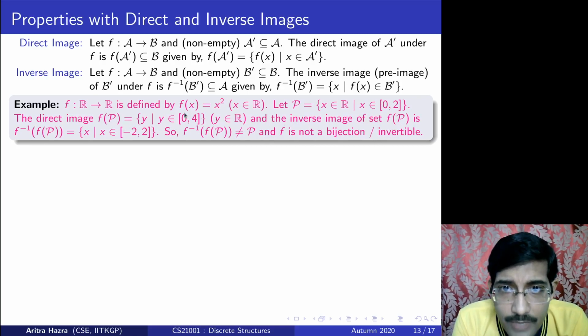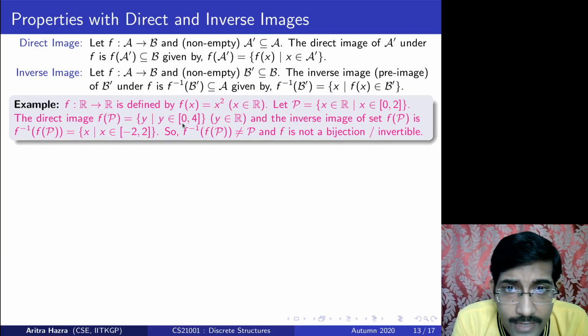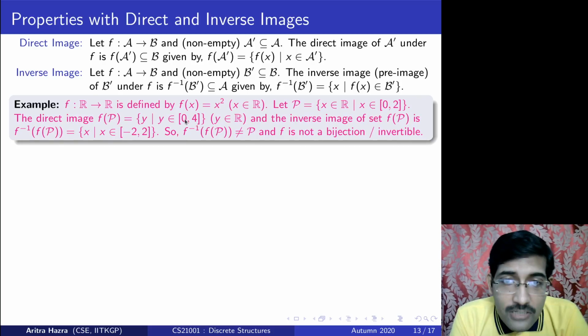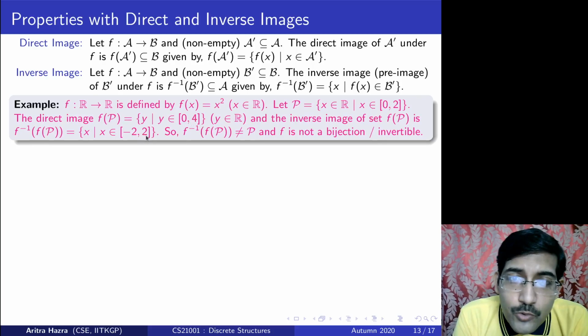The inverse image, however, if you take the inverse image of f(A'), that means these elements are mapped from what elements in the set R, the domain. Basically, I can see that this 0 to 4 range can be mapped from the minus 2 to 2 range. So if x is minus 2, I go to 4. If it is 0, I go to 0. If it is plus 2, I go to 4.